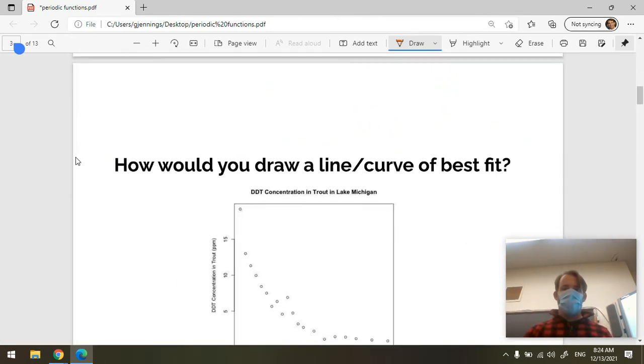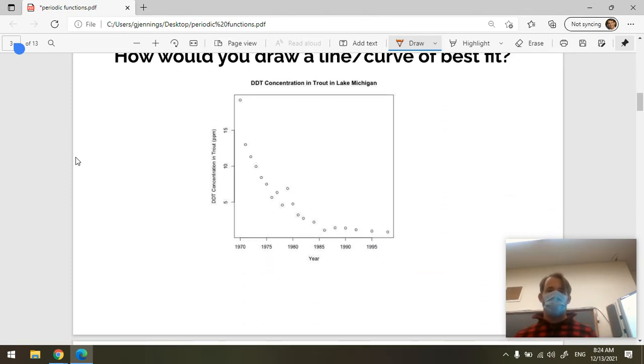Now, what if we had a situation like this one, where you have the amount of trout in a particular lake? It starts up here and it goes down. What's this an example of? What would our parent function look like? Would it be linear, quadratic, sinusoidal, absolute value, square root, exponential?